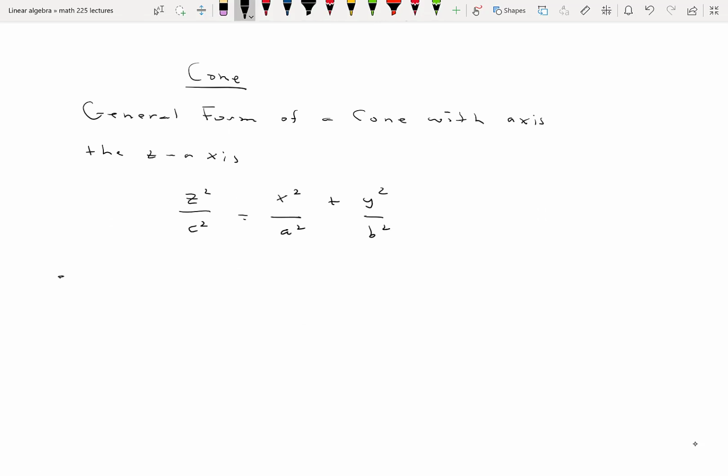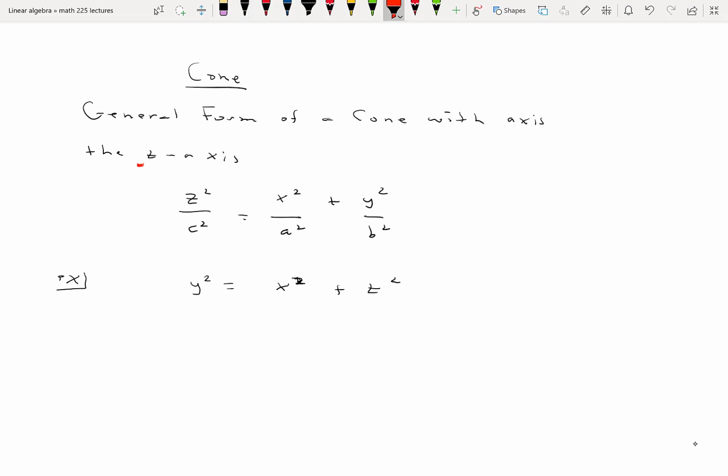What if we don't have this exact form? What if we have y squared equals x squared plus z squared? This is still a cone. It's still in exactly the same form: variable squared over constant squared equals variable squared over constant squared plus another variable squared over constant squared. It's a cone, but the axis of the cone is not the same.